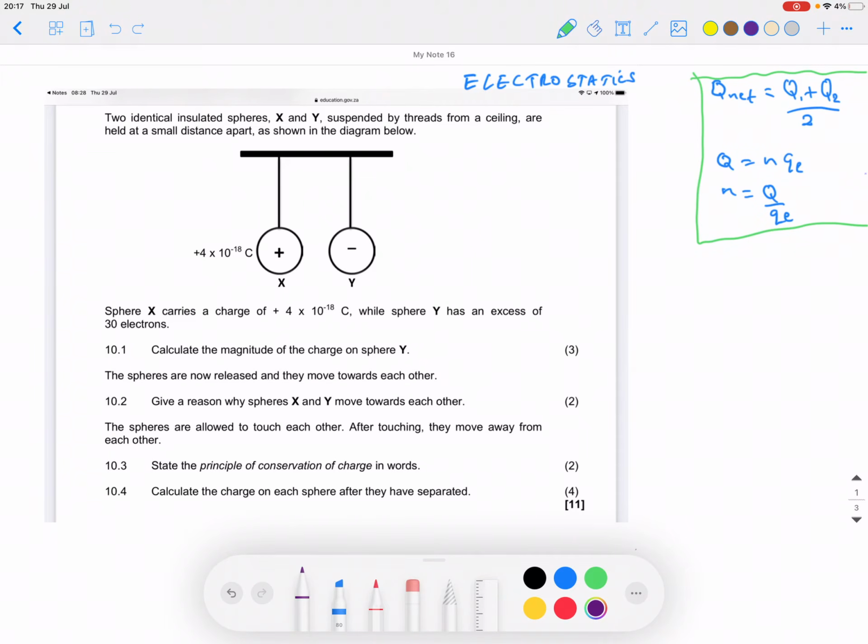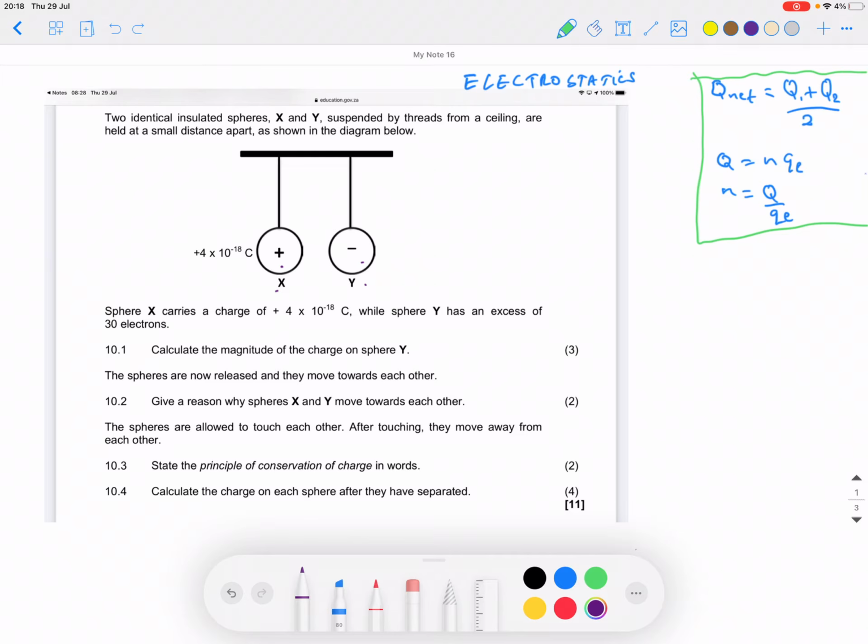So let's check how we're going to apply the principles that we introduced in the first video to do some calculations. In this question, they said two identical insulated spheres X and Y suspended by a thread from a ceiling are held at a small distance apart as shown in the diagram below. So this is X and there is Y. X is positive and Y is negative.